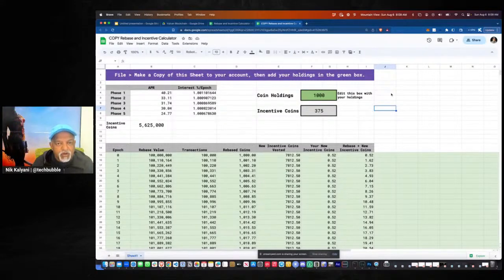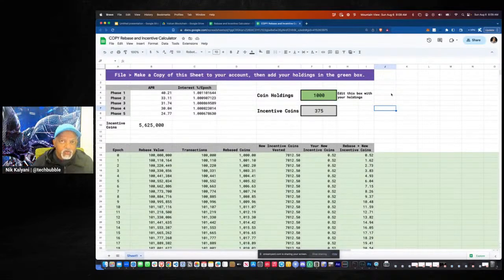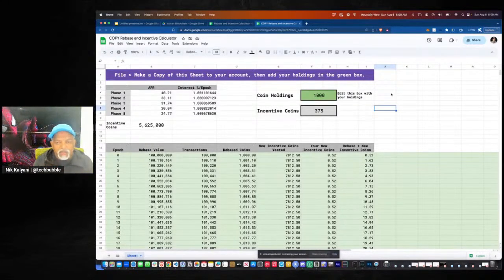The most important part of the model to understand is that rebases are driven by number of transactions. So the protocol has to have a certain number of transactions, which are spelled out here in the worksheet, before a rebase will occur. So that's the most important thing to remember. There is no automated rebase that occurs. It's conditional. It only happens if we meet a threshold of transactions.